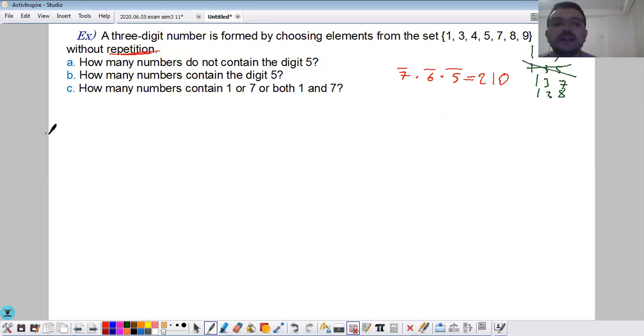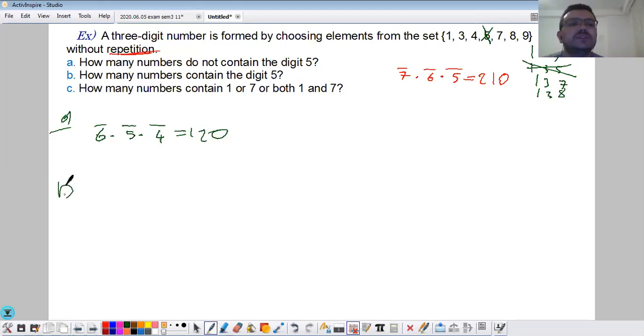So to calculate for the A, you just remove the number 5 from the choices and try to create another 3-digit number. For the first place, 6, then 5, then 4. 5 times 6, 30, times 4, 120 numbers. They don't have 5 inside, they don't include the number 5.